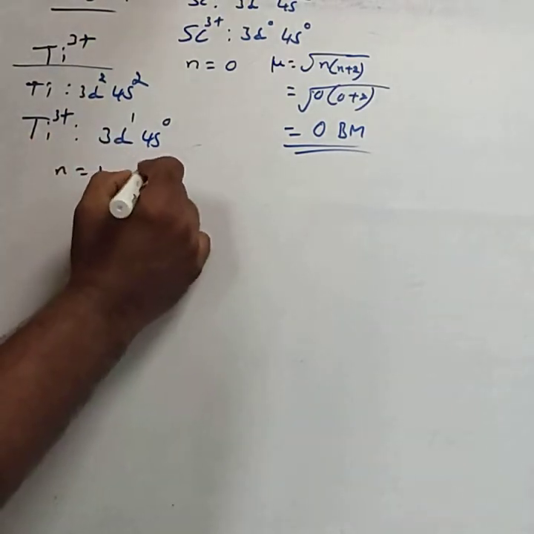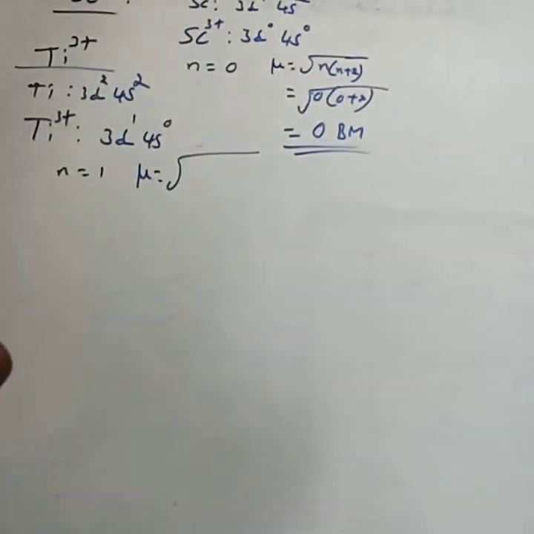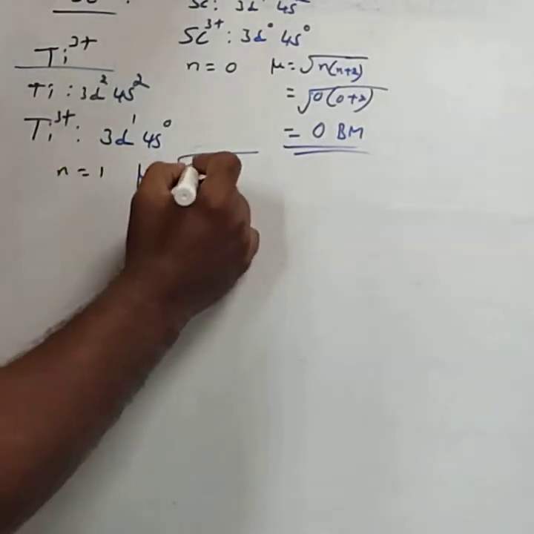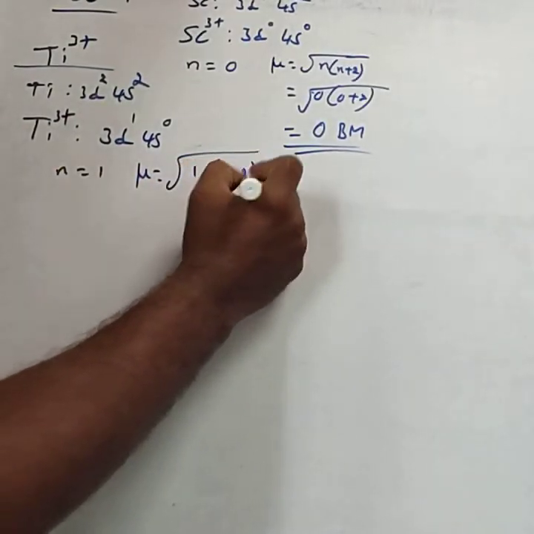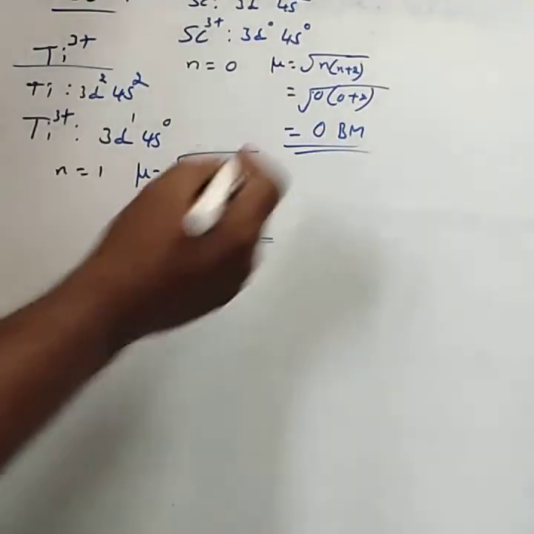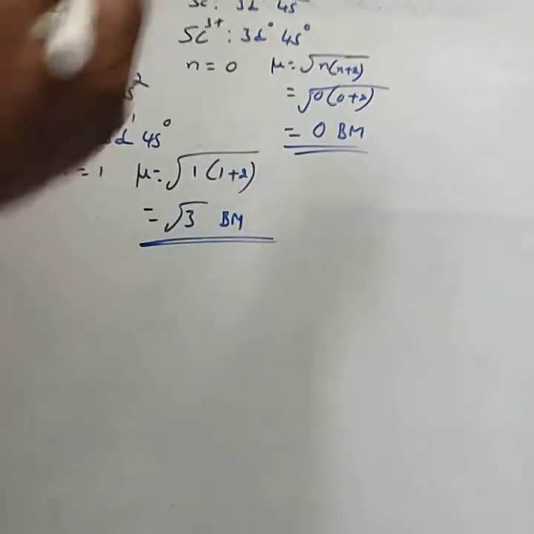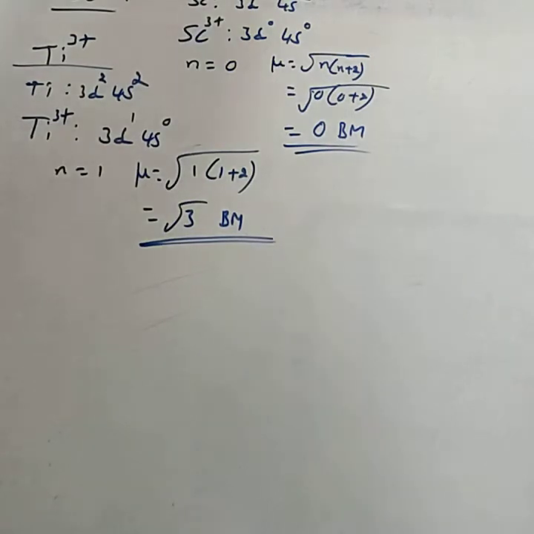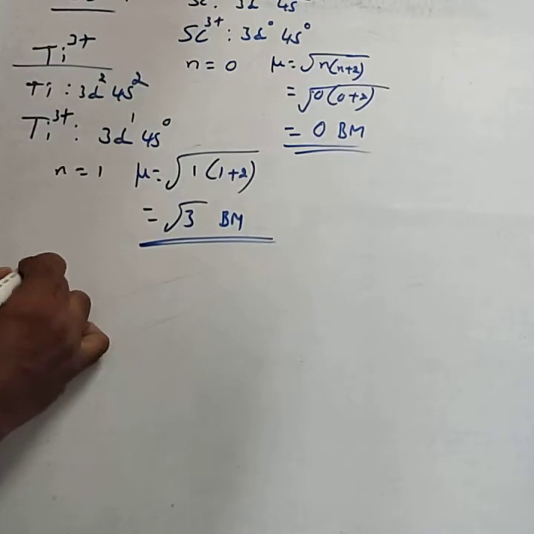Then for the magnetic moment, directly substitute the value n equals 1: root of 1 into 1 plus 2, that means root 3 Bohr magneton, or you can simplify the root 3 value. Like that, you can take other examples, for example Cr2+.